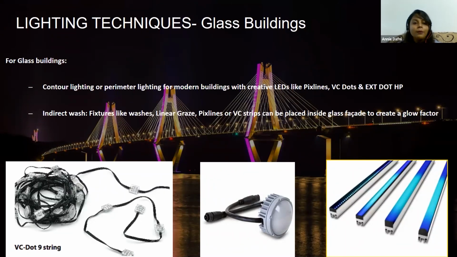And so in both of these techniques, we can use our creative LED fixtures like the Pixlines and the VC dots or the exterior dots, or in indirect wash, you can also use the exterior wash and the linear grazer fixtures to create these effects. So when you're doing the contour or perimeter lighting, the Pixlines or any creative LED products are generally used in the DMX or RDM protocol.